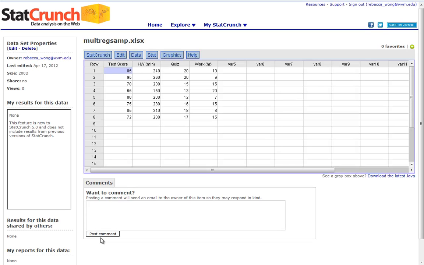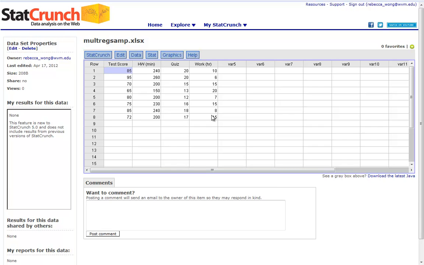Okay, so what I did is I made up some data, but I collect this data on my classes anyway, but I just have made up data on 8 students. One column is their test score. One column is how many minutes they spend on homework, because I use an online homework system that tracks how many minutes they spend on their homework. One column is their quiz scores for the unit, and one column is how many hours per week they work.